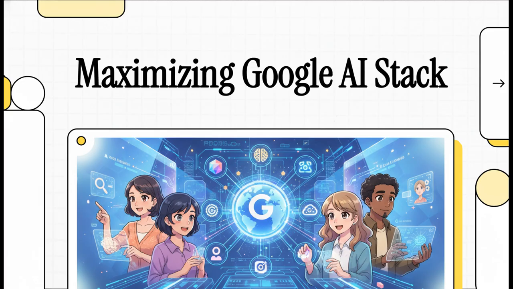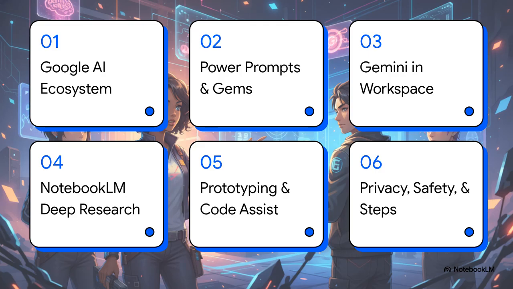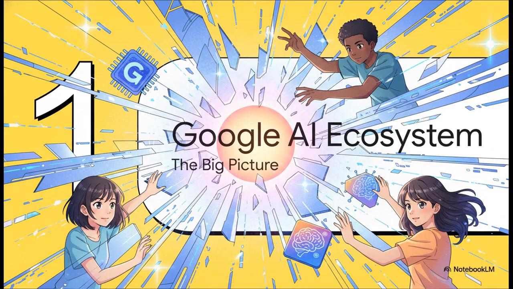We're looking at how to maximize Gemini and the entire Google AI stack. We're taking it from a basic chat window and turning it into a unified, highly practical operating system for your entire digital life. We've got a lot of fascinating ground to cover. We'll start with the Google AI ecosystem, look at power prompts and custom gems, and explore Gemini in Google Workspace. Then, we'll tackle NotebookLM for deep research, prototyping, and code assist, and wrap up with privacy, safety, and your next steps. Section 1. The Google AI ecosystem.